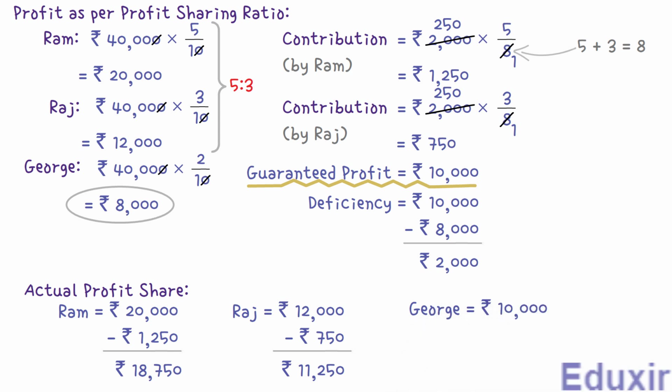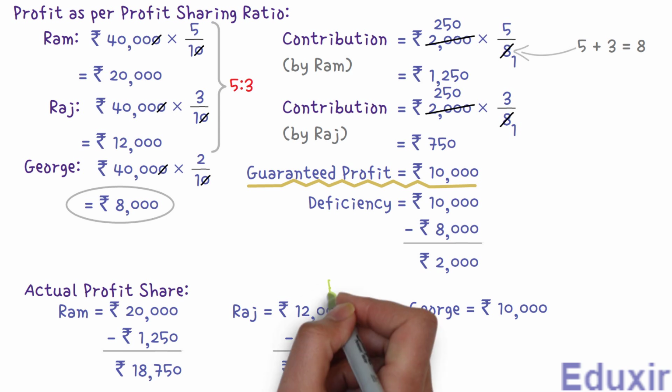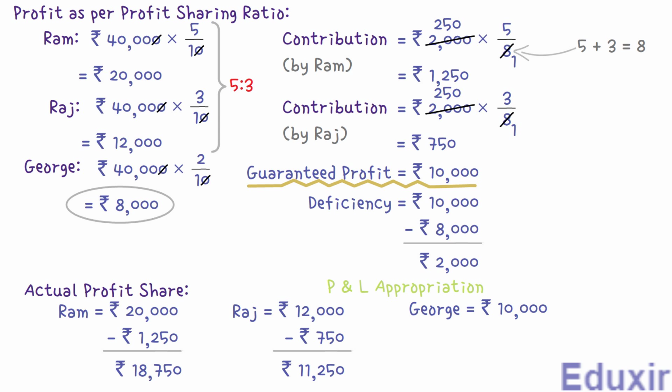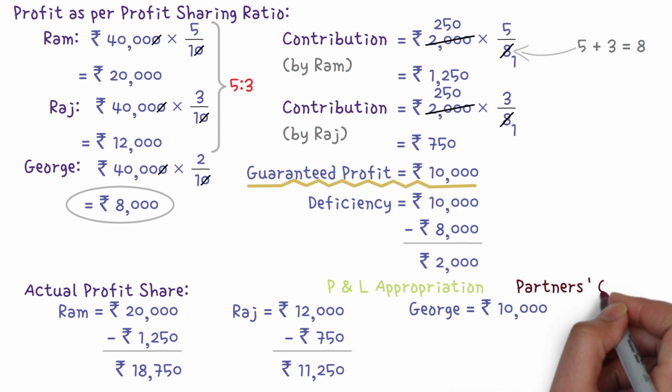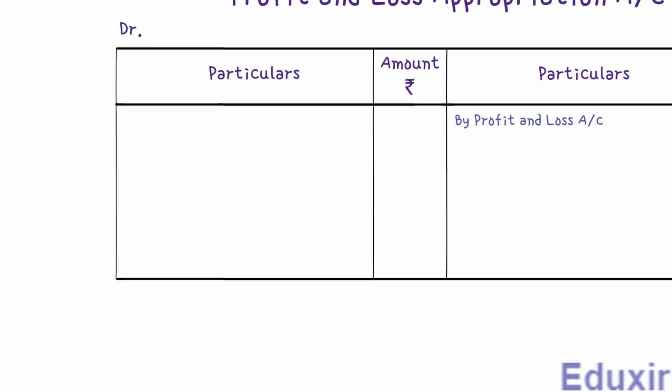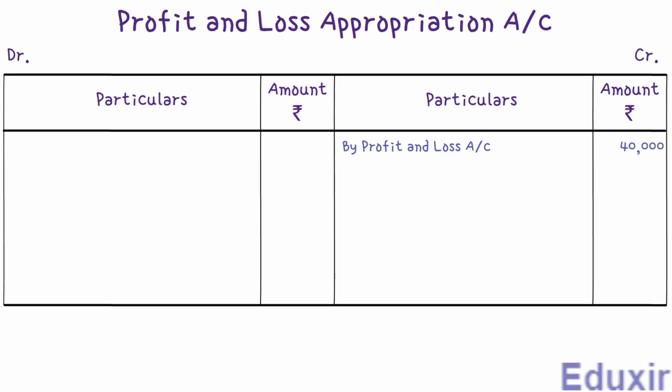Now, for posting these profits, we should debit the profit and loss appropriation account and credit the partner's capital account individually for each partner. Now, the preparation of the partner's capital account is not in the scope of this problem. So, let's leave out the partner's capital account related credit entry and let's directly post the profit and loss appropriation account related debit entry into the profit and loss appropriation account.